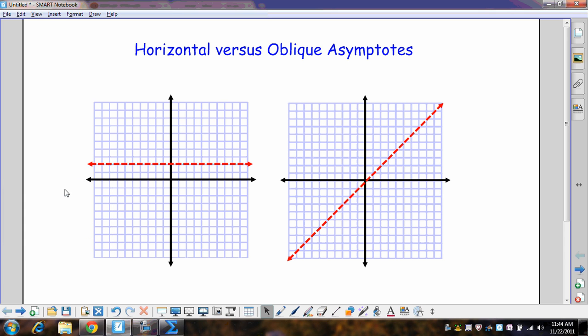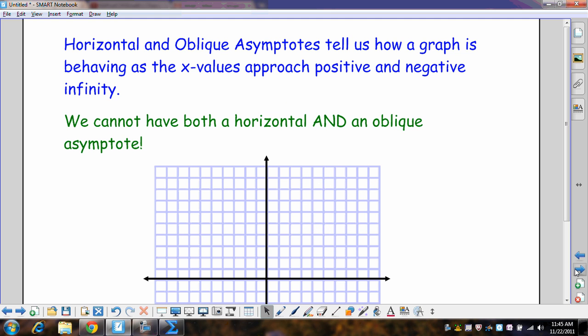Okay, what we're going to discuss in this tutorial is horizontal versus oblique asymptotes, and then how to find a horizontal asymptote and how to find an oblique asymptote. By definition, horizontal and oblique asymptotes tell us how a graph is behaving as the x values approach either positive or negative infinity. In other words, as you go way out to the left and as you go way out to the right. Now, we cannot have both horizontal and oblique asymptotes, and here's why.